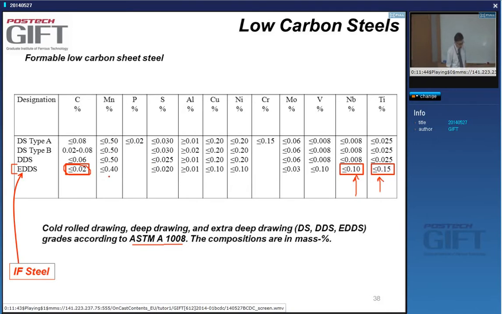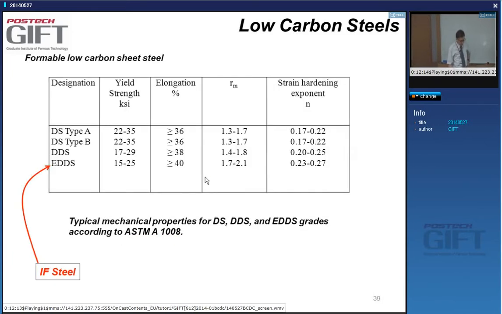Again, please note the fact that these contents of copper, nickel, moly, vanadium, etc. are basically background values. There's no addition. These steels are really not alloyed with manganese or silicon. You don't want to do this because that would make these steels harder, and you want soft, very formable steels.